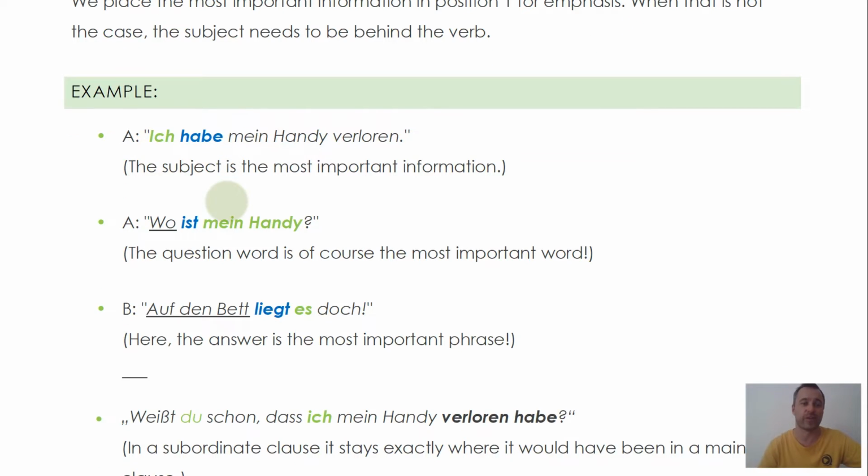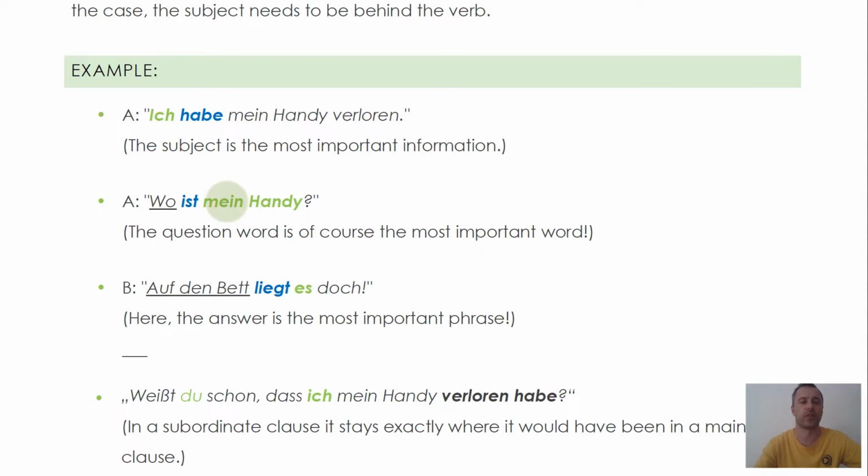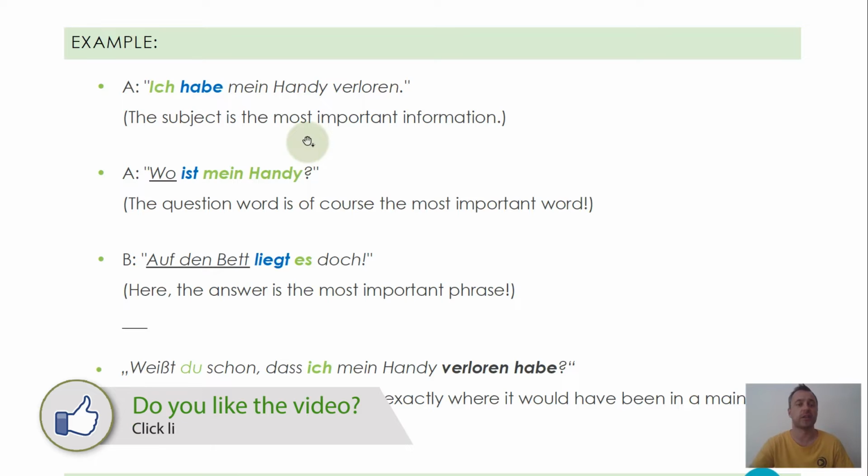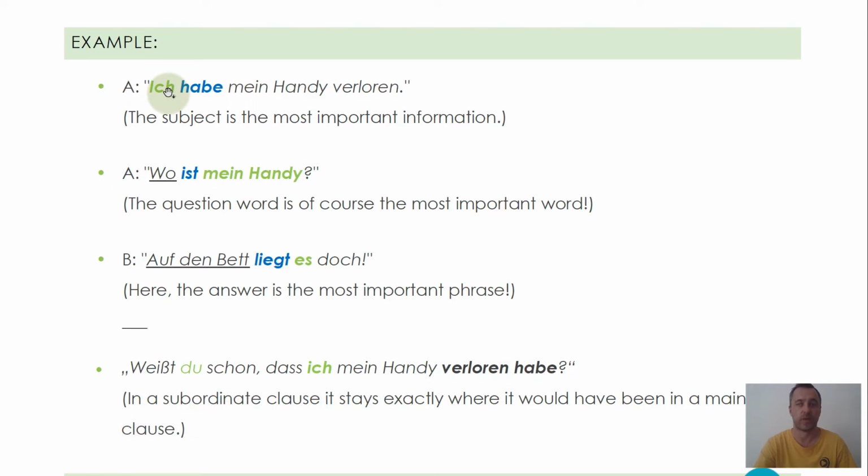You can put anything on position 1 in German. I also did a video on this. If you have questions there, it's linked in the info cards, but it doesn't have to be the subject. But let's have a look at an example where the subject is in position 1. Ich habe mein Handy verloren. So I've lost my phone, my mobile phone. Here the subject is the most important information, and that's why it is in position 1, because it's important that everybody knows that I have lost my phone, not you or he or she. So that's why position 1.